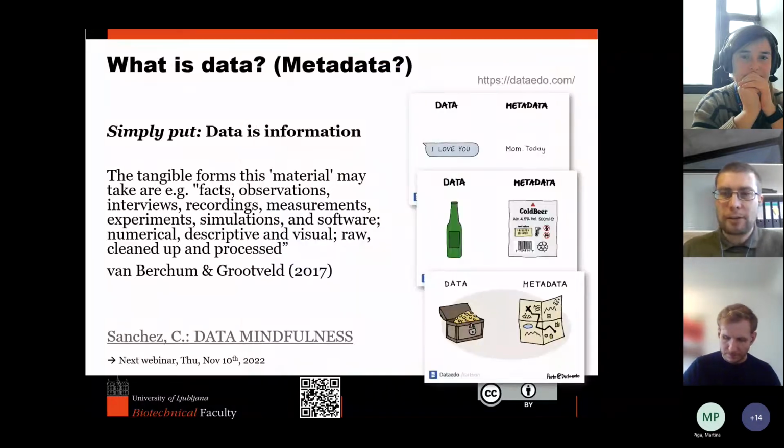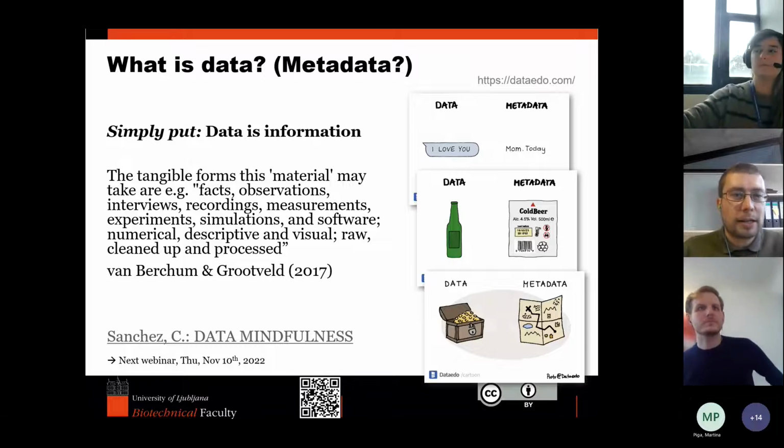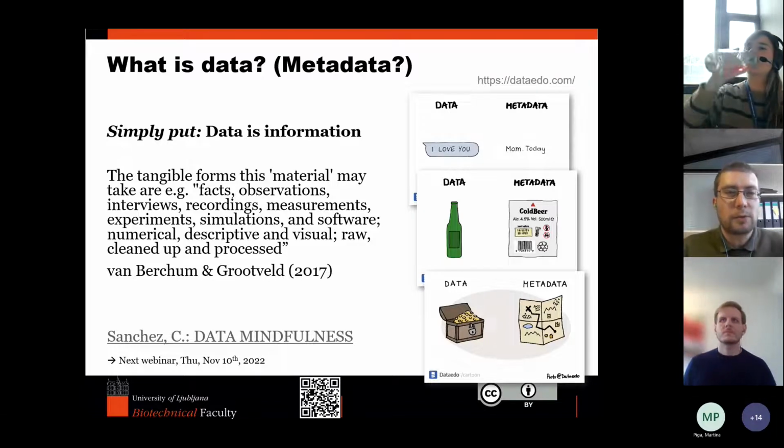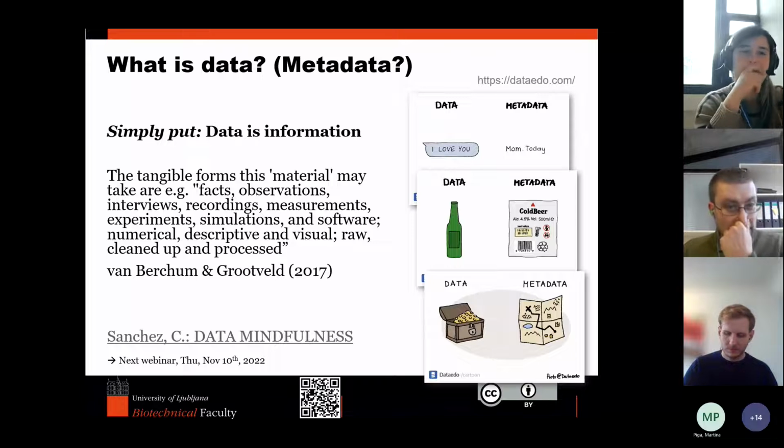So if we start then for the very beginning, what is data after all? Well, to put it very simply and very shortly, data generally is information. Maybe a little bit more detailed definition to start on is from Van Berchem and Grothveld. So all tangible forms of material, like data, may take forms like facts, observations, interviews, recordings, measurements, experiments, simulations, software, and so forth. You can read the more details yourself.